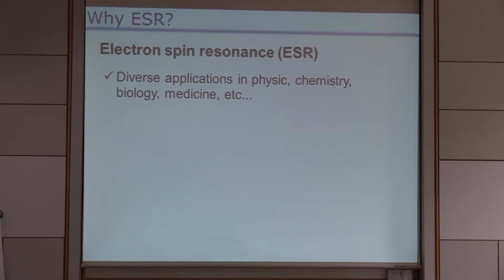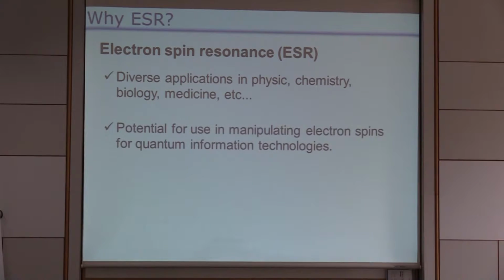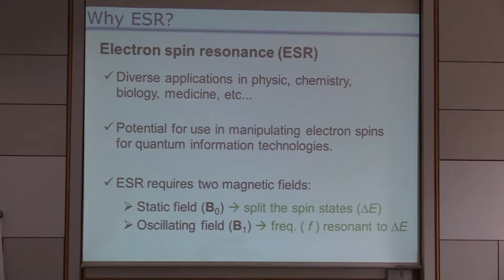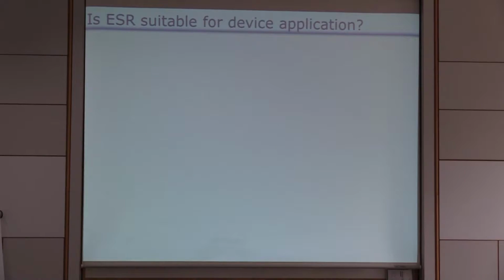Electron spin resonance has diverse applications, and as I said, it has the potential for use in manipulating electron spin in future information technologies. In technical terms, ESR requires two types of external magnetic field. One is a static magnetic field, B0, that splits the spin state in energy, and the other is an oscillating magnetic field, B1, with a frequency resonant to the splitting energy.